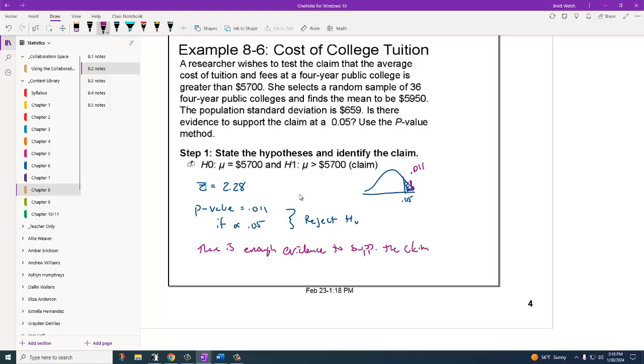The big thing with this is understanding, hey, I can go straight to the calculator. All I really need is that p-value and my alpha. I don't have to draw a graph. I just need to be able to make the decision. If the p-value is smaller than alpha, I reject. If the p-value is bigger than alpha, I fail to reject, or I don't reject.